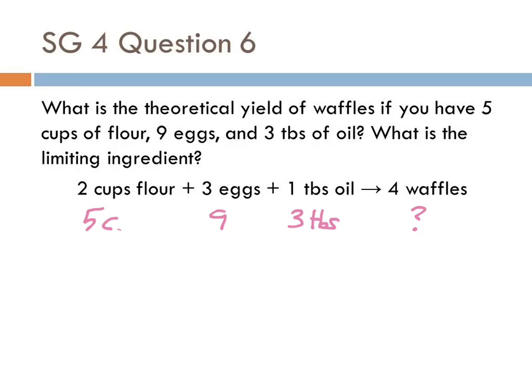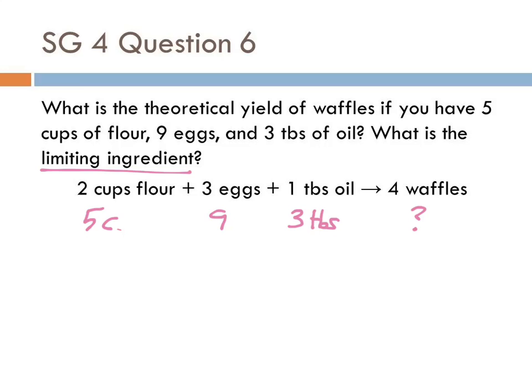Well, we're given more than one number to start with, and that should tip us off that it's a limiting reactant problem. That and the question here, what's the limiting ingredient? Right? So what we need to do is say, well, if we could use all 5 cups of flour, how many waffles? If we could use all 9 eggs, how many waffles? If we can use all 3 tablespoons of oil, plenty of everything else, how many waffles? We're going to do 3 equations.